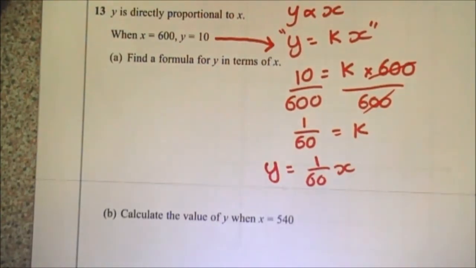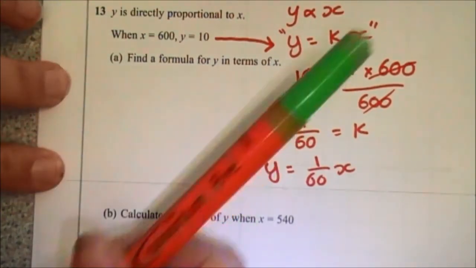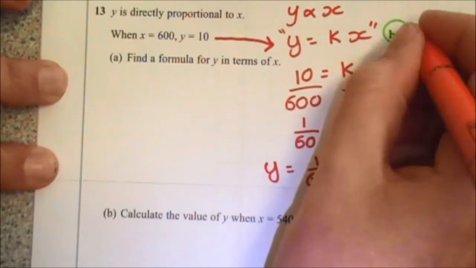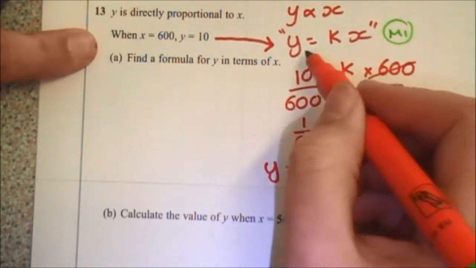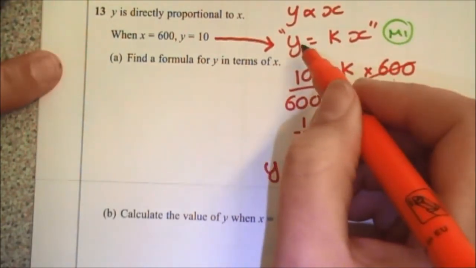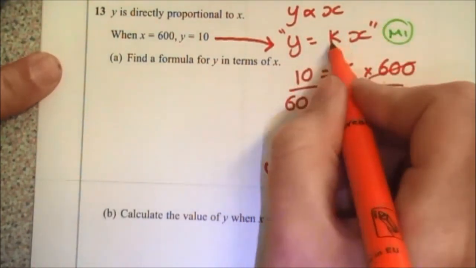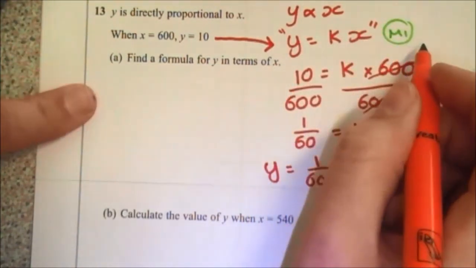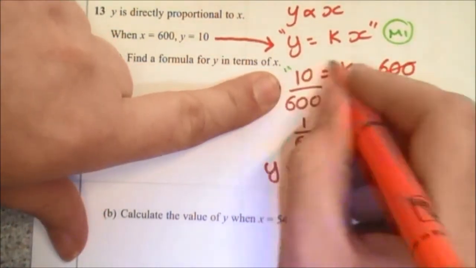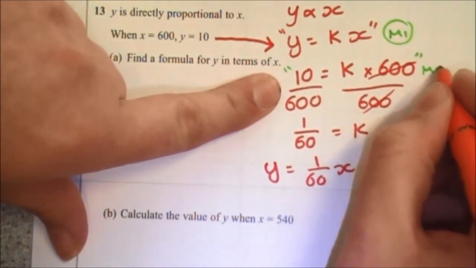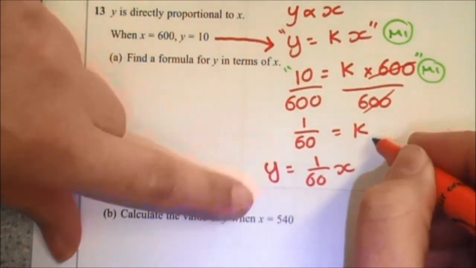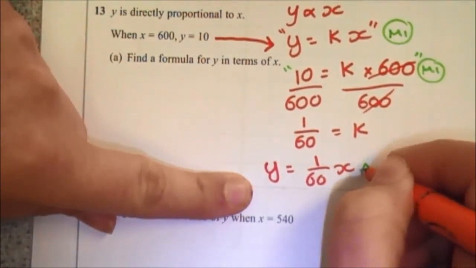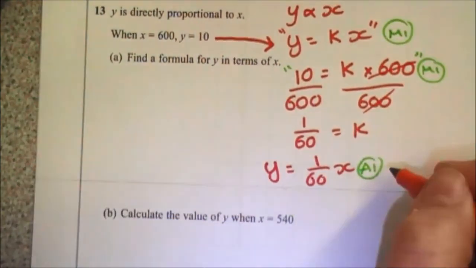And that is a 3-mark question. So you get 1 mark for correctly writing the statement out in terms of y and x. So y equals kx. You then get the second mark here for showing that you can substitute the values of x and y into the formula and solve for k. And then you get the final mark here for putting it all together.